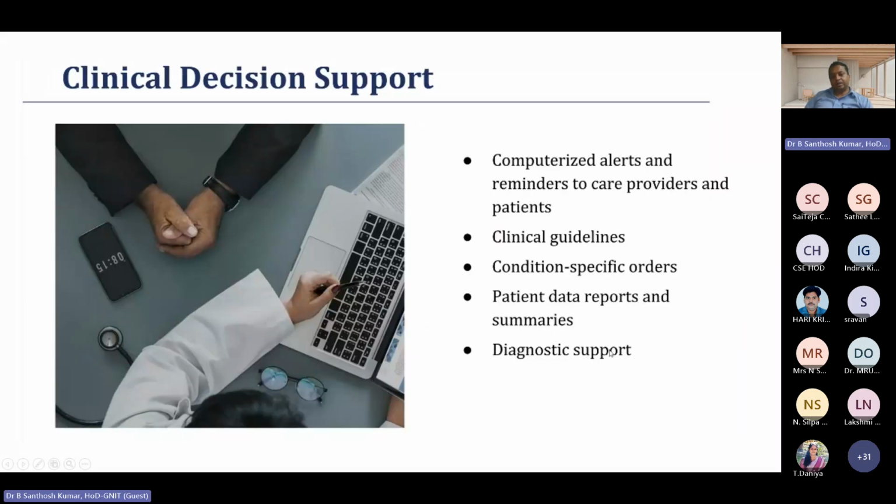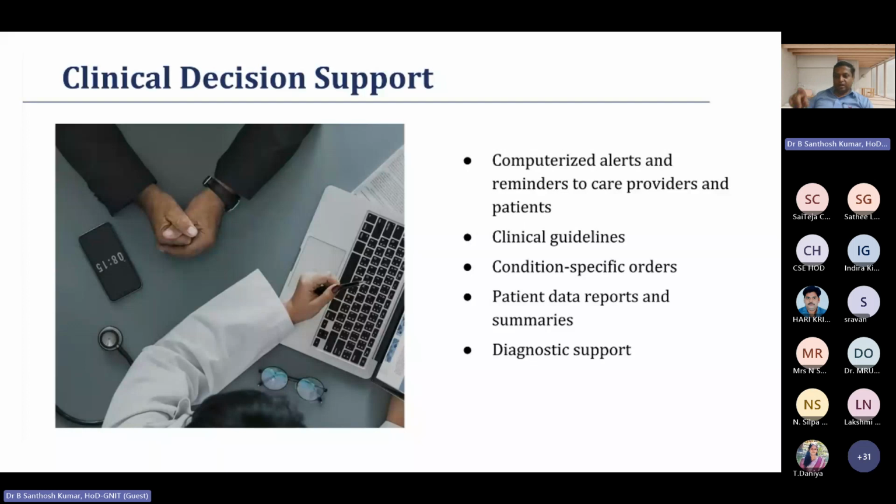Then clinical decision support, which I already mentioned: according to the input, it will give some suggestions. For example, for the tests you take, it will give a certain range. Hemoglobin should have this much count, white cells this much count, red cells this much count. Like that it will give the range.